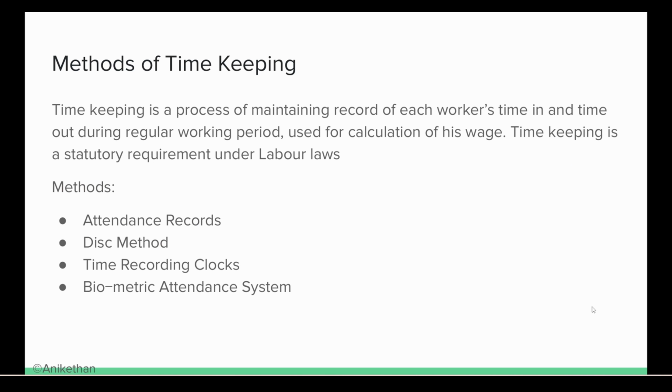Now let us understand methods of timekeeping. Timekeeping is nothing but how much time the worker is spending in the factory. This basically includes his in time, out time, and any intermediate timestamps. Earlier, it used to be done through something called an attendance record, desk method, or time recording clocks. But nowadays, most organizations have a biometric attendance system where there is a fingerprint or retina scan, or they have access cards with RFID. This records at what time the employee entered and exited the premises.